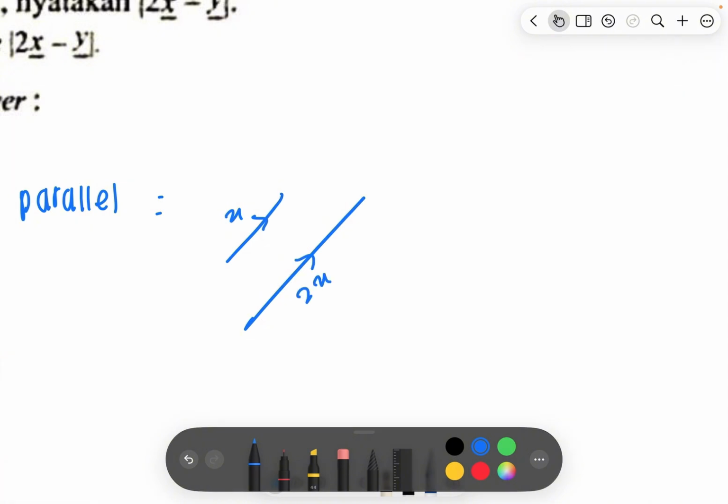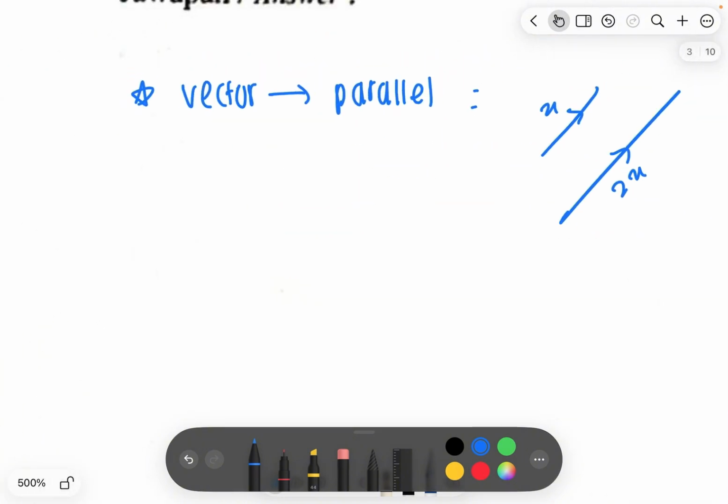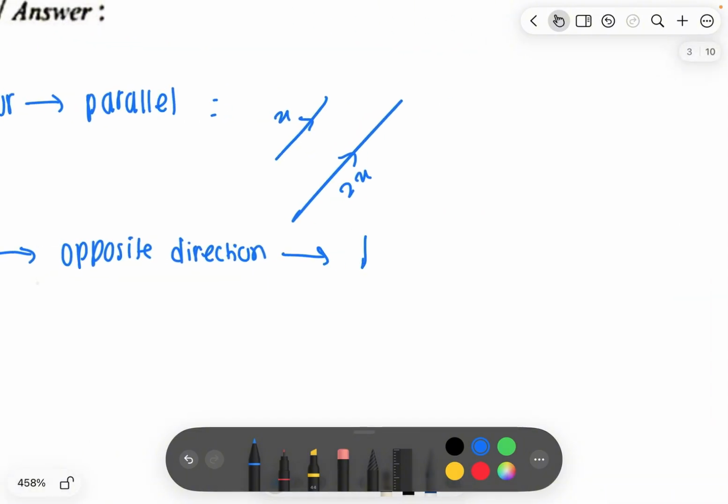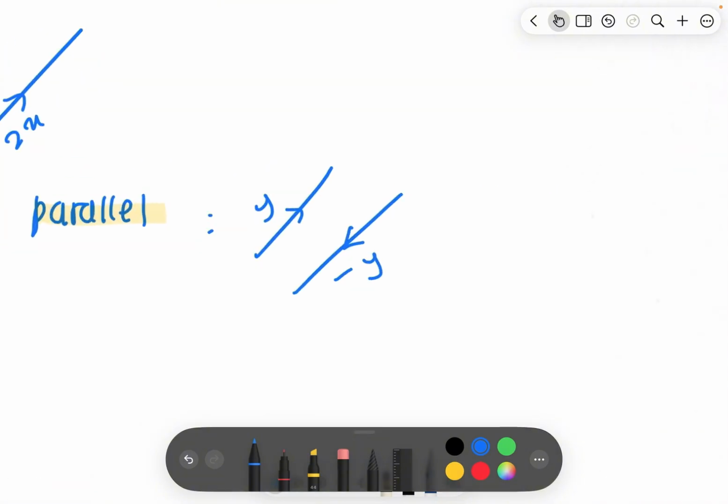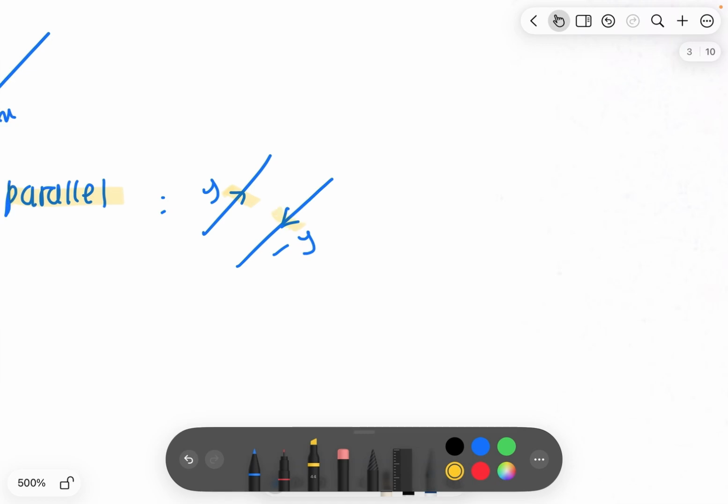So this is 2x. Okay, and if you're drawing a negative, it means that it has to be the opposite direction, but still parallel. So it always has to be parallel. That is so important. So what does it mean by that? Let's say if you want to draw negative y, then that would be it. It would just be the opposite direction.